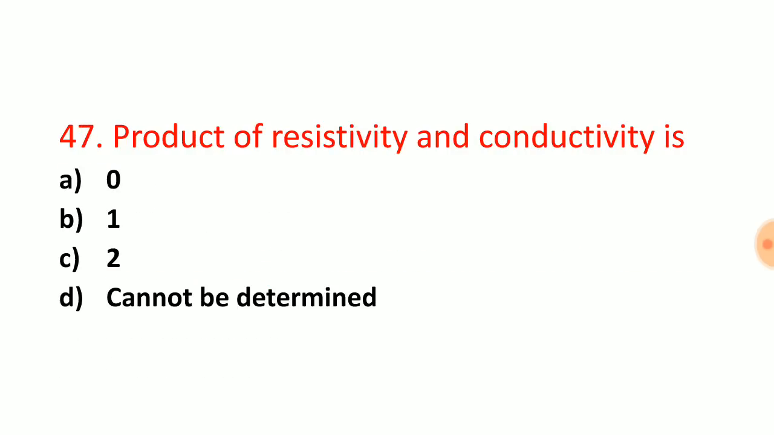Question number 47. Product of resistivity and conductivity is, we know that the opposite of resistivity is conductivity. So resistivity is 1 by conductivity or conductivity is 1 by resistivity. In such case the product is 1 because they are reciprocal to each other.